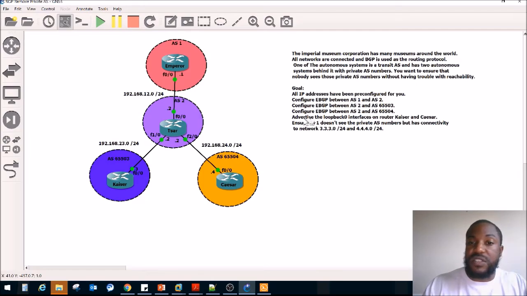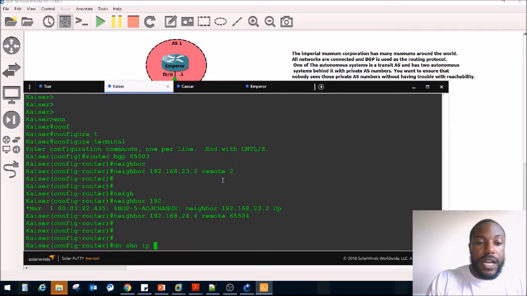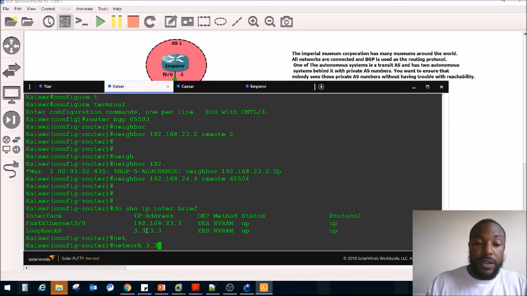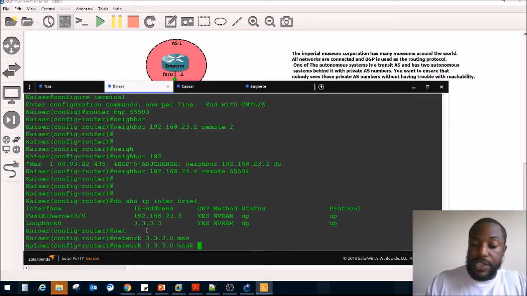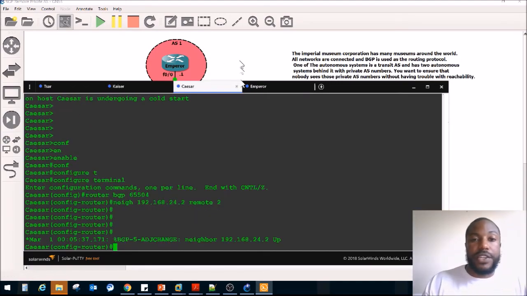The next thing he wants us to do is advertise the loopback 0 interfaces on routers Kaiser and Caesar. So we need to advertise those loopbacks, right? Let's go ahead and do that. So we're going to go to Kaiser. Let's see what the loopback is, right? It's quad 3. So we're going to say neighbor. No, we're going to use the network statement to advertise it. 3.3.3.0. Mask is 255.255.255.0.